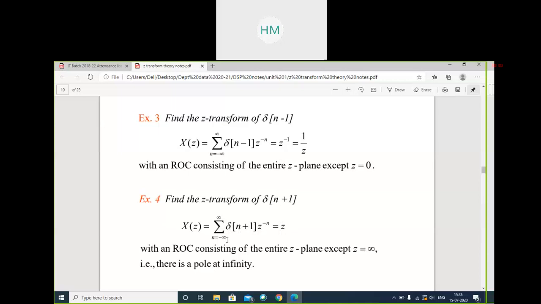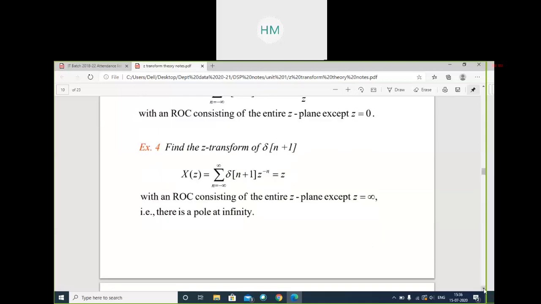So what is my value of n? Minus 1. So z to the power minus n, with n as minus 1, minus minus will become plus. So I will get X of z equal to z. So ROC will consist of the entire z plane except z equal to infinity, since there is a pole at infinity for this. And as we move to a non-causal system, n less than or equal to 0, there exists a pole at infinity.